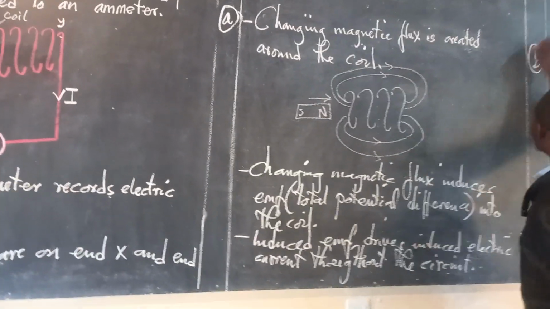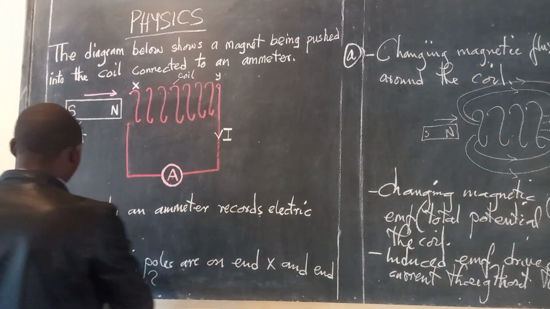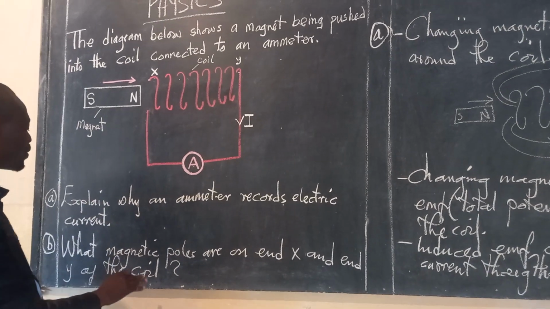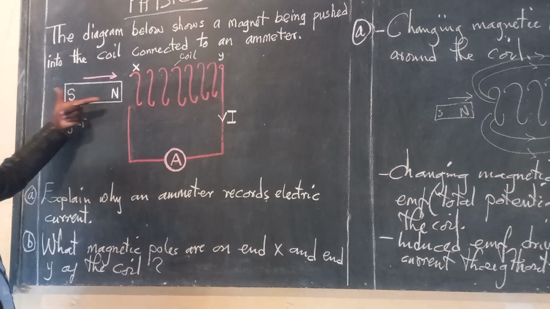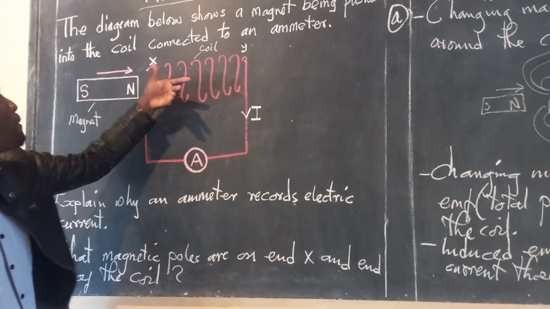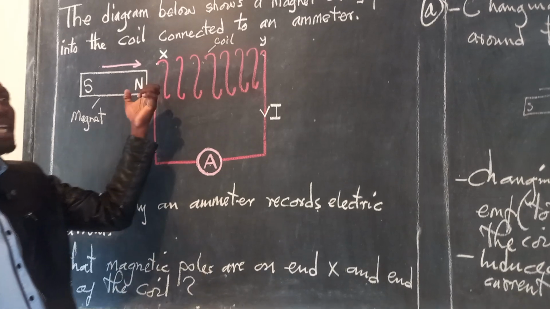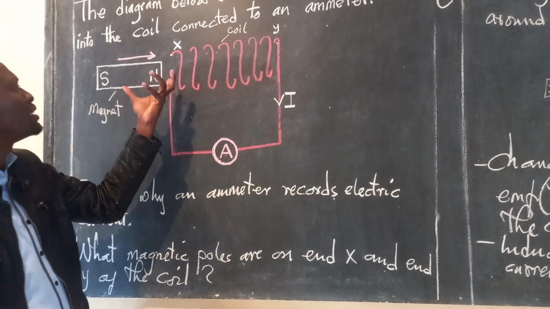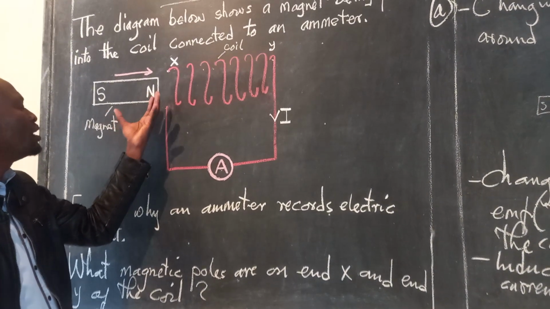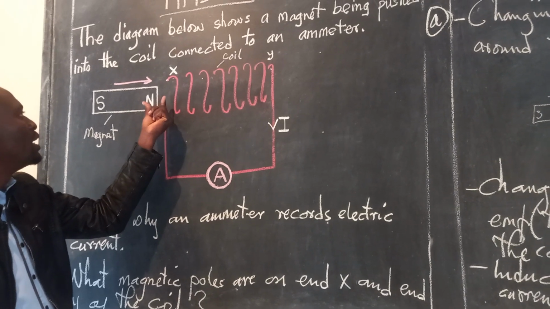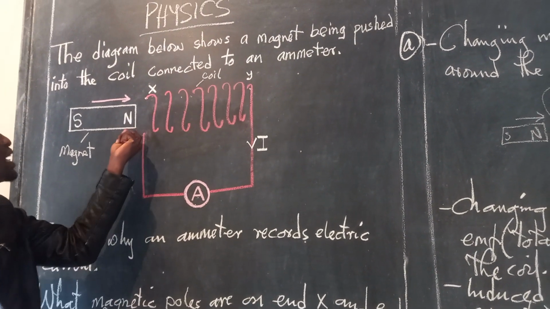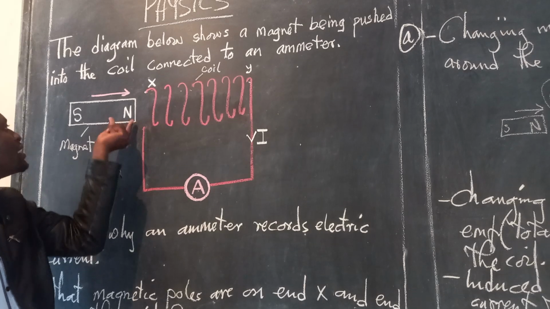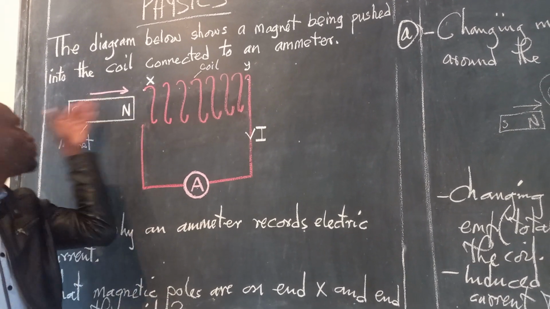Part B, we have this question. What magnetic poles are on end X and end Y of the coil? When we push the north pole of the magnet into the coil, it creates what we call repulsive force, so that there is repulsion. And when there is repulsion, it means that the end X of the coil possesses similar polarity to the magnet being pushed into the coil.